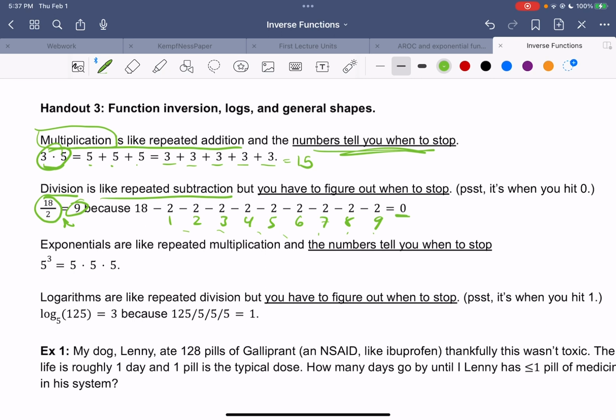Division is like repeated subtraction. Division undoes multiplication. Division is the inverse of multiplication. And so, similarly, subtraction is the inverse of addition. And so, there's a relationship here. It's just, okay, you have to sort of know when to stop. 0 is the magic number, and this is not actually very useful.